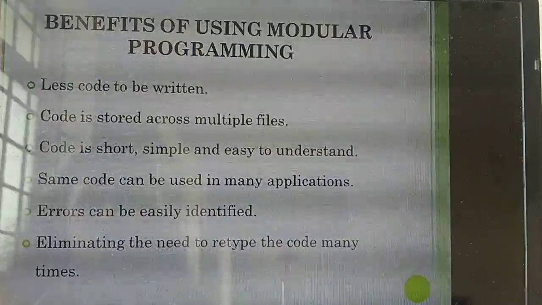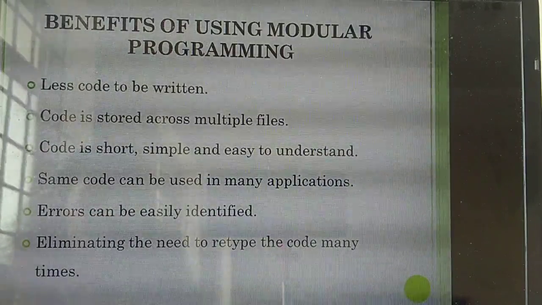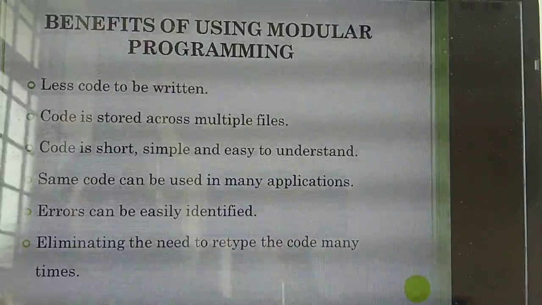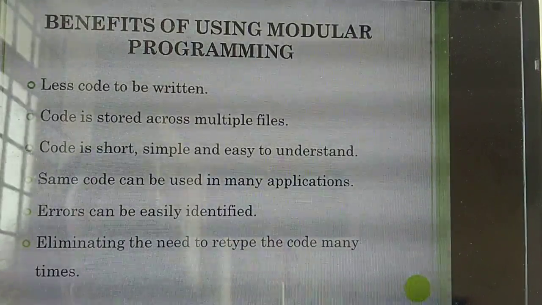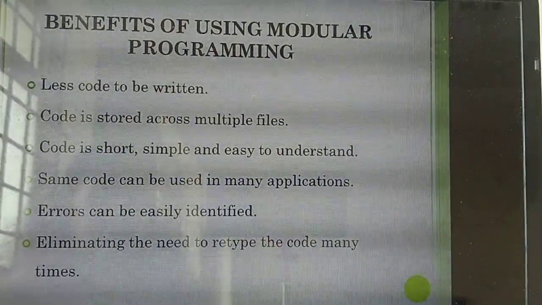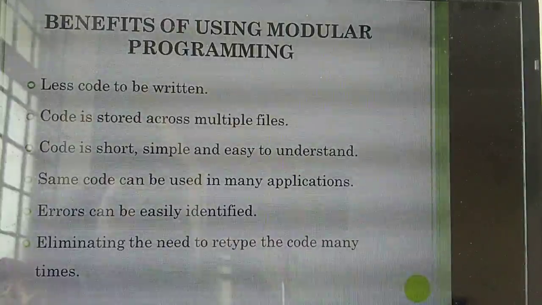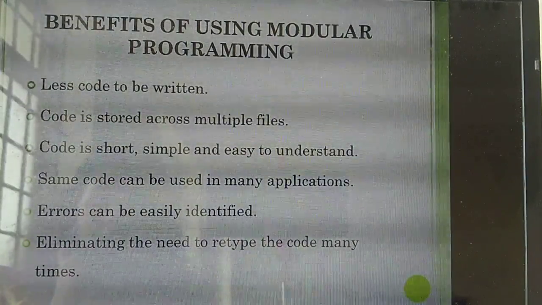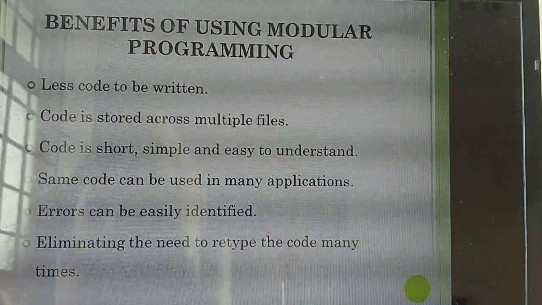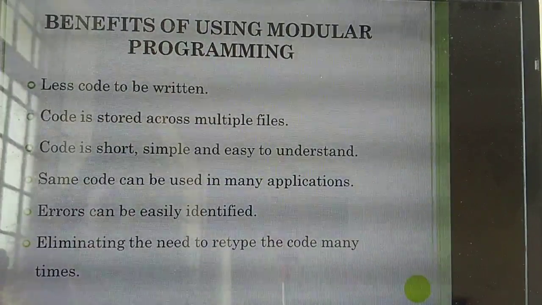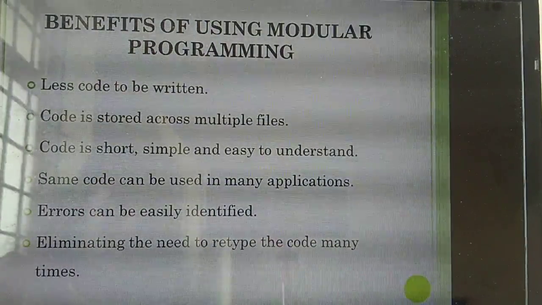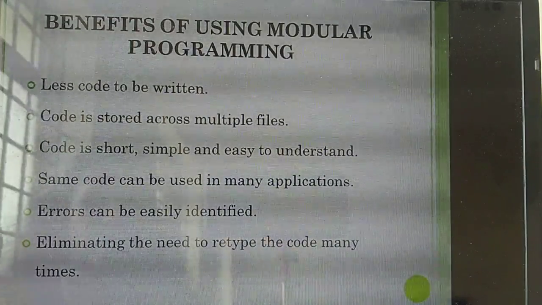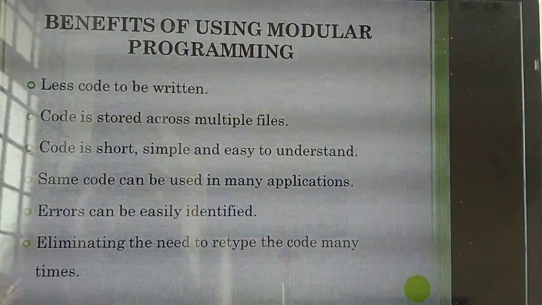Second, code is stored across multiple files. That I said first. For 200 lines of code, I am giving 20 percent, 10 lines each. First code is stored in one file, the next person is storing the next part in another file. So the particular code is stored in multiple files. Understand now? Then next, code is very short, simple and easy to understand.